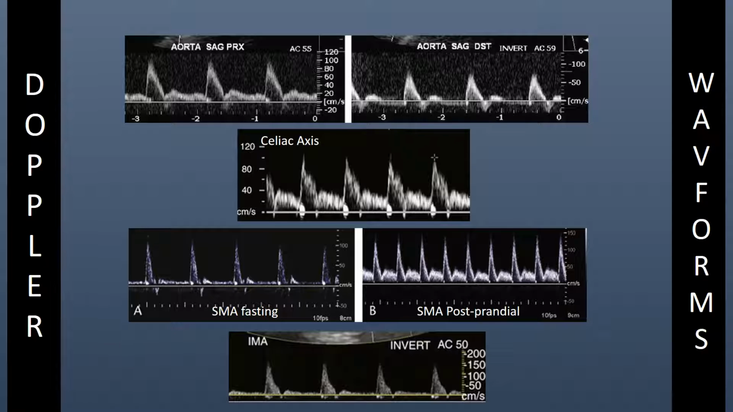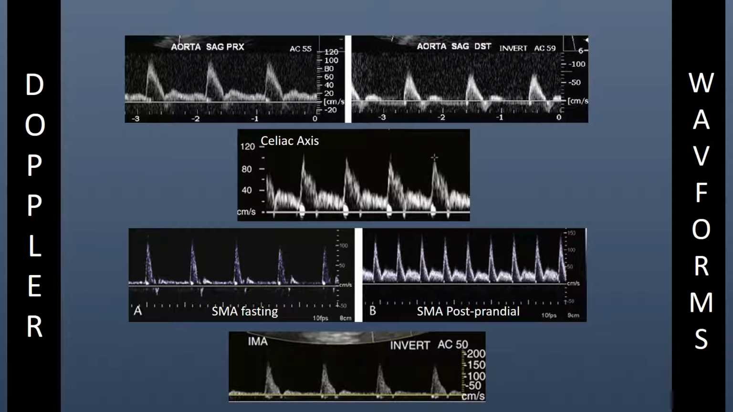You notice the celiac axis waveform is low resistant, but you still get a nice sharp upstroke, and then you get the forward flow throughout diastole, throughout the entire cardiac cycle. SMA is one of those that can be high resistant when the patient's fasting, but it will become much more lower resistant postprandial. So once the patient has eaten, then the intestines are trying to go to work and they need more blood flow to function correctly.